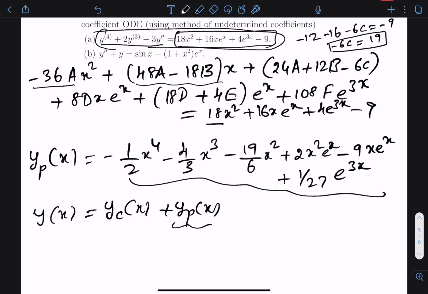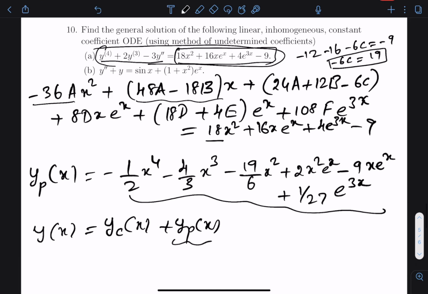Okay. So now let's look at the second problem, which is this. So it's a second order ODE. So 10b.